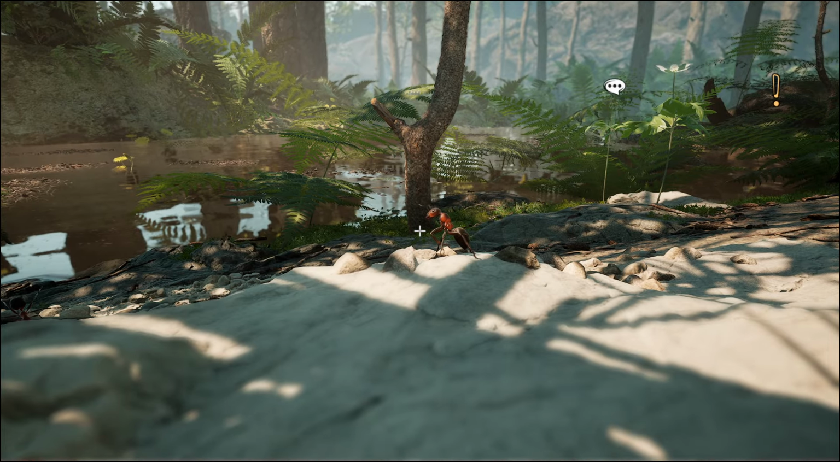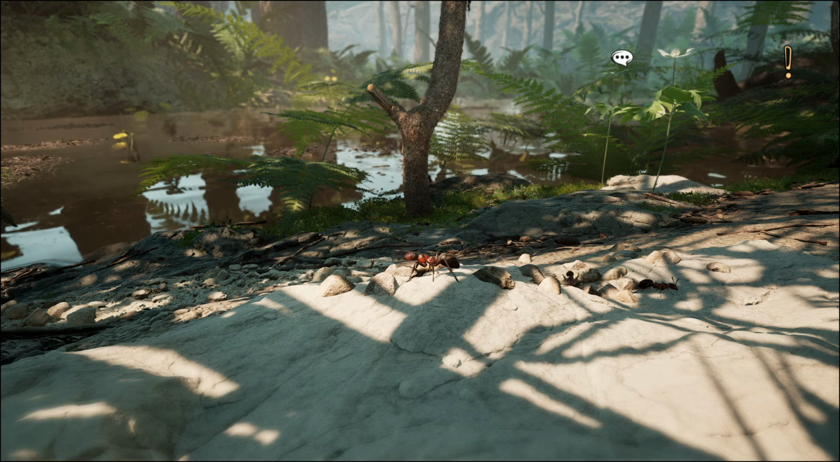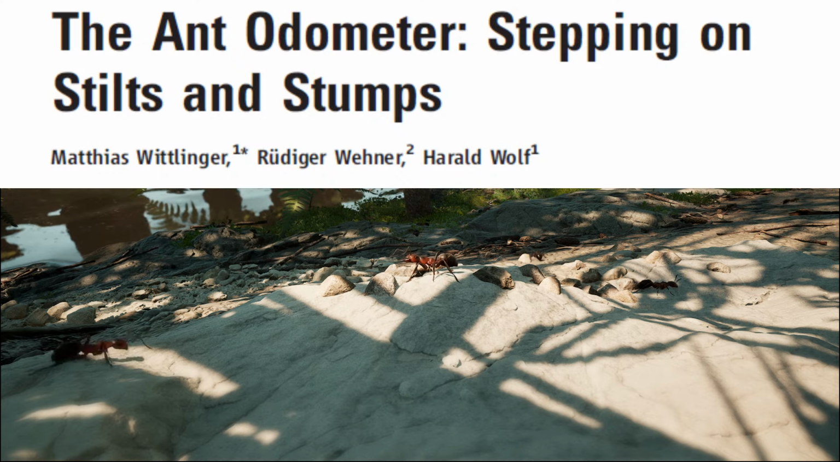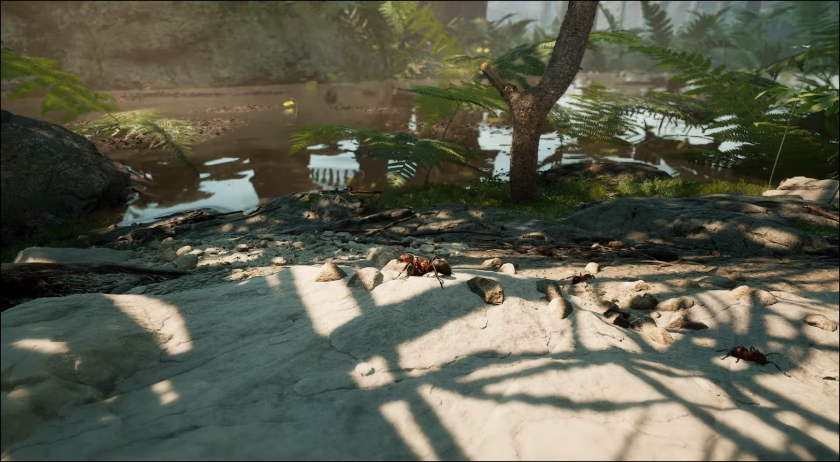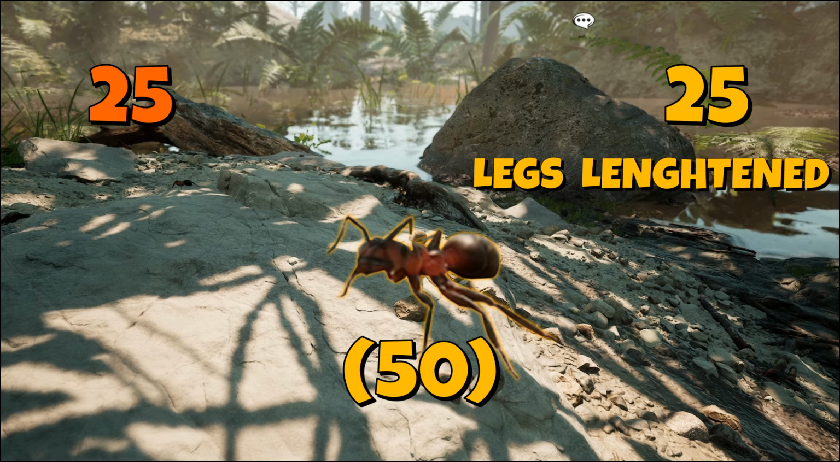And then they took the ants. And when I say they, it's Wittlinger, Wehner, and Wolf. They did a study on this in 2006, and they published it in the journal Science. So that was quite a prestigious study. But what they did is they took some of these ants, 50 of them, I believe. 25 of them, they increased the length of the legs, and 25 of them, they shortened it.